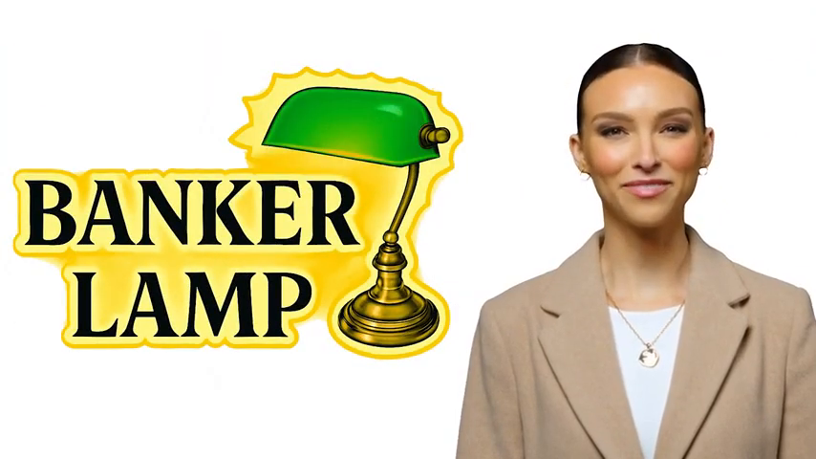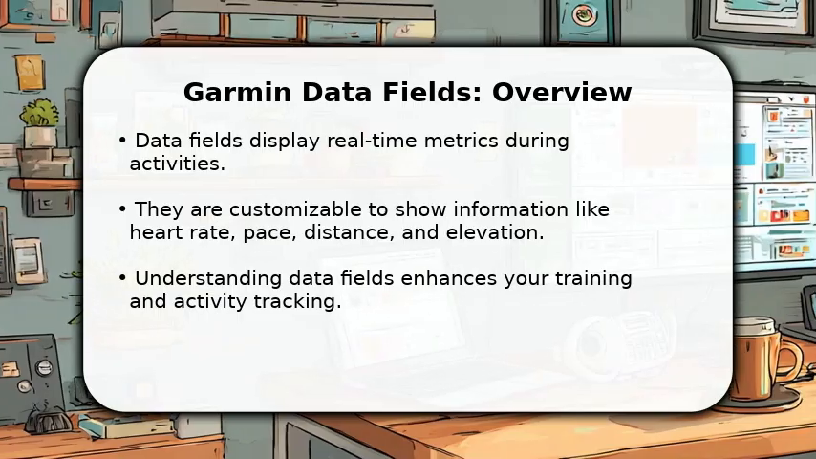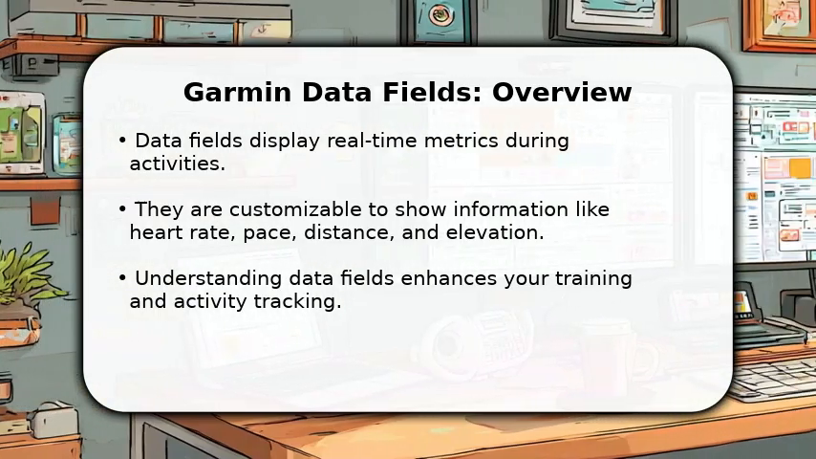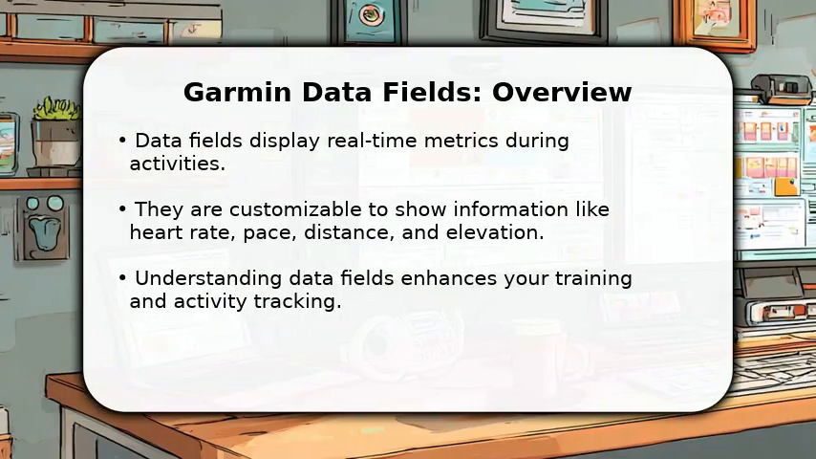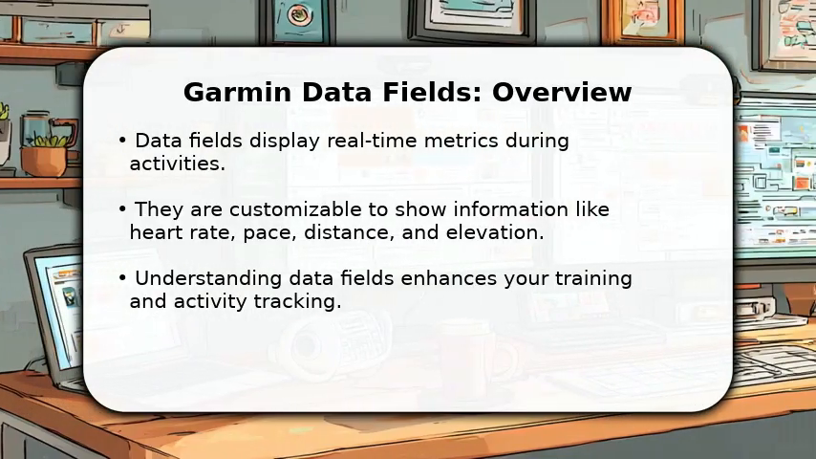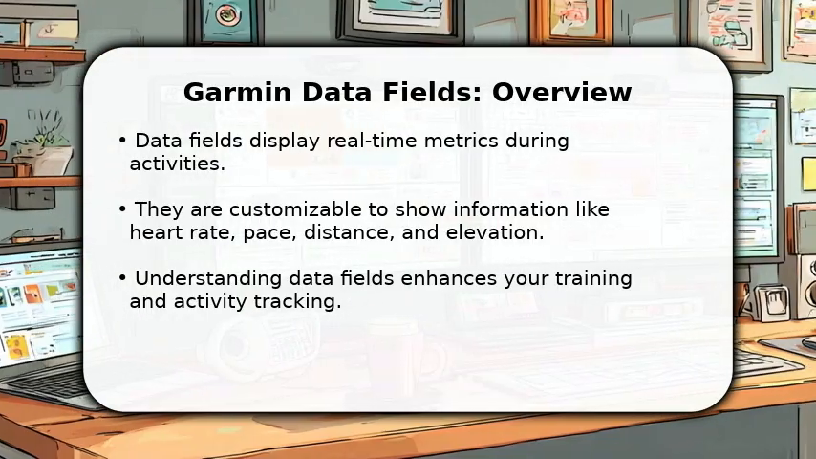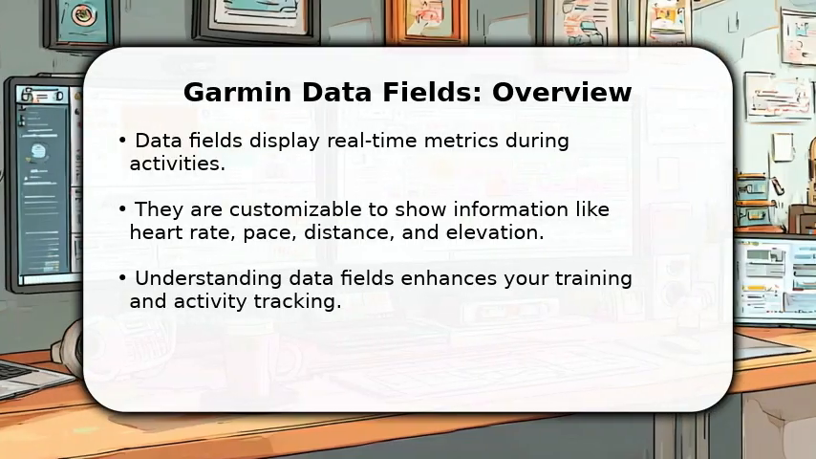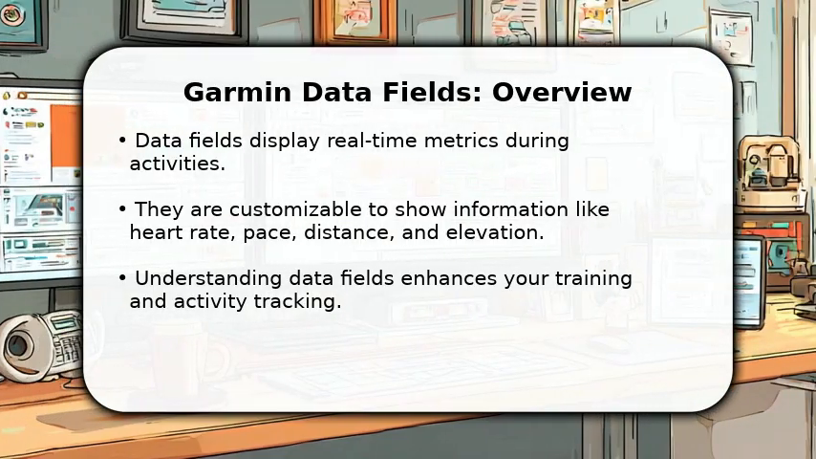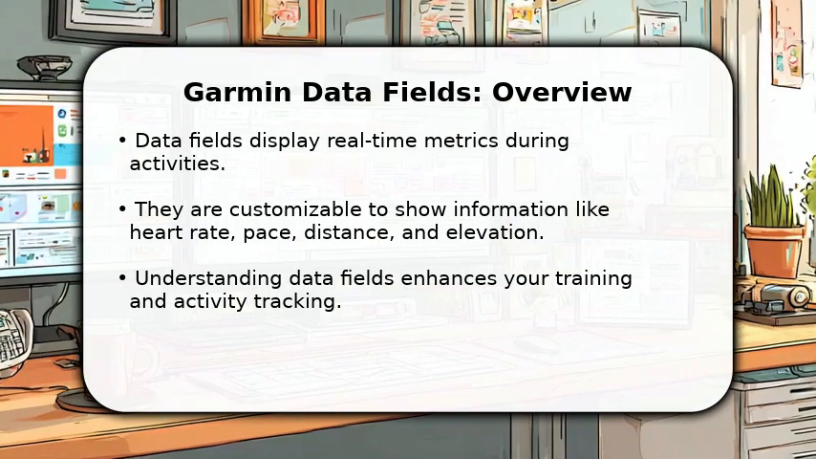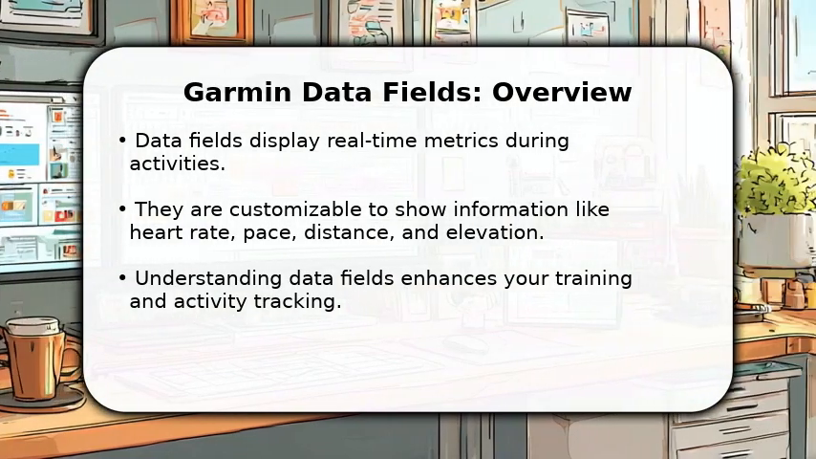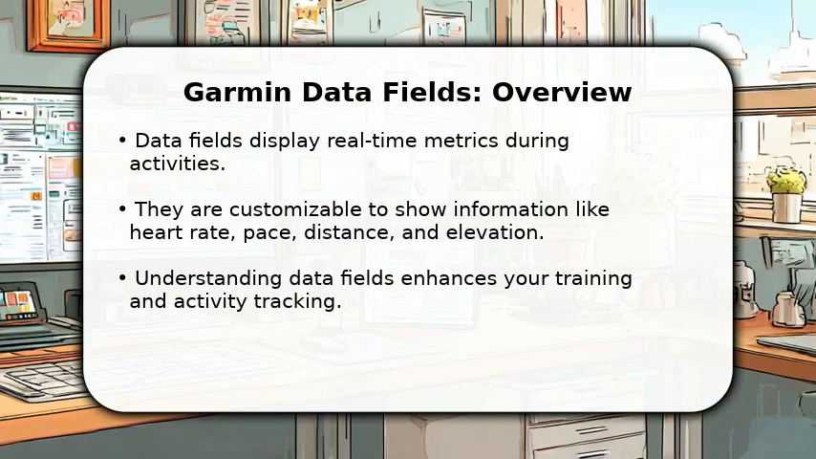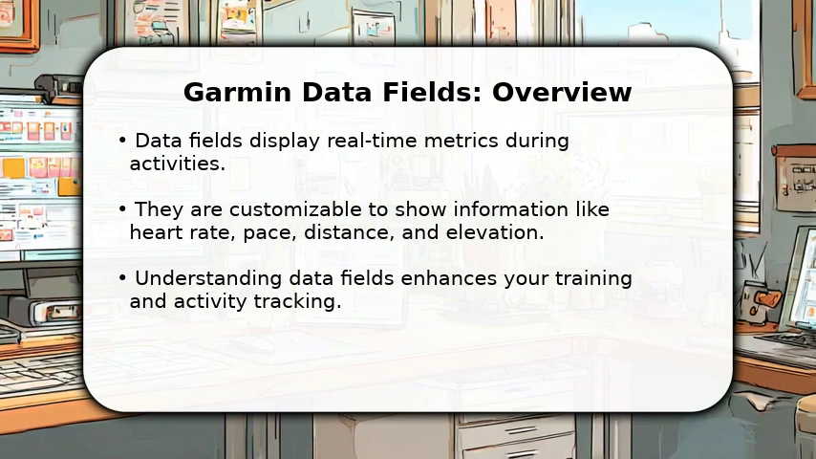Please enjoy the video. In this video, I will explain how to use data fields on your Garmin device. Data fields are crucial for displaying real-time metrics during your activities, helping you track performance and progress. They are fully customizable, allowing you to see exactly what you need, whether it's your current heart rate, pace, distance covered, or elevation gain. Understanding and setting up these fields correctly will significantly enhance your training and overall activity tracking experience, making your Garmin an even more powerful tool.